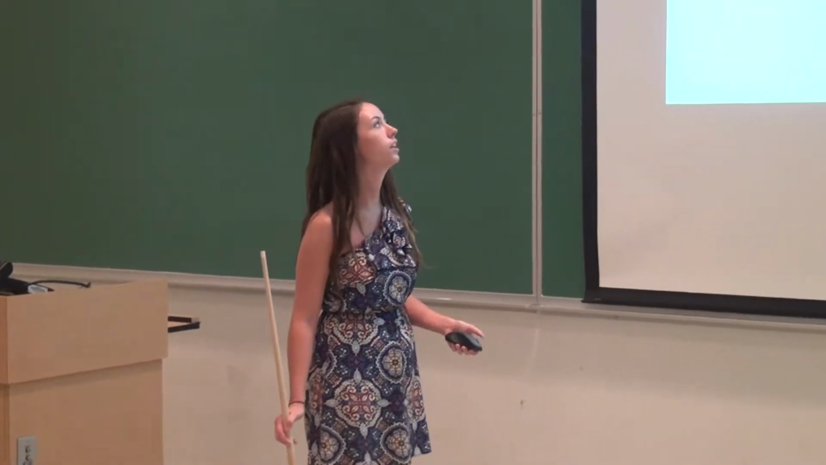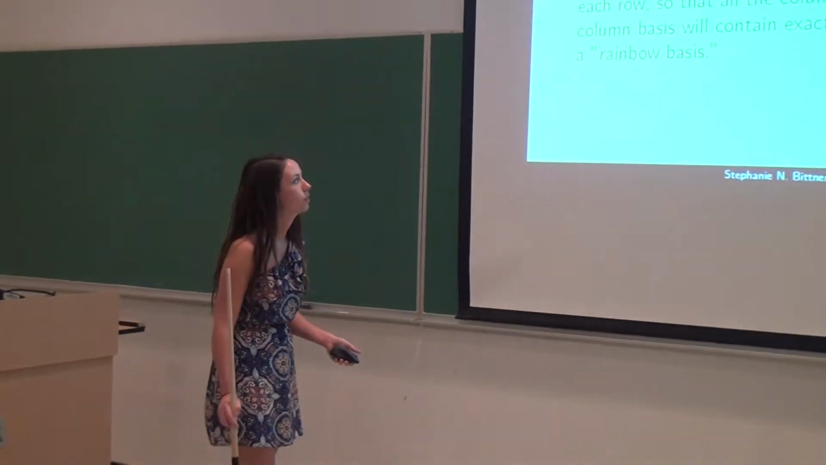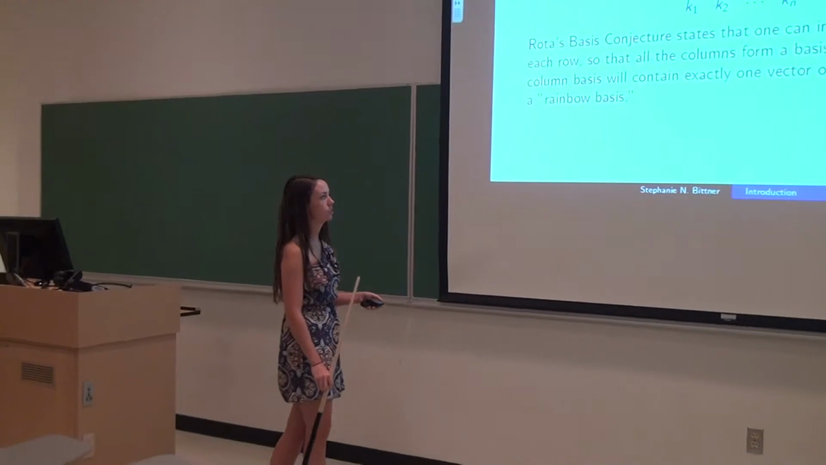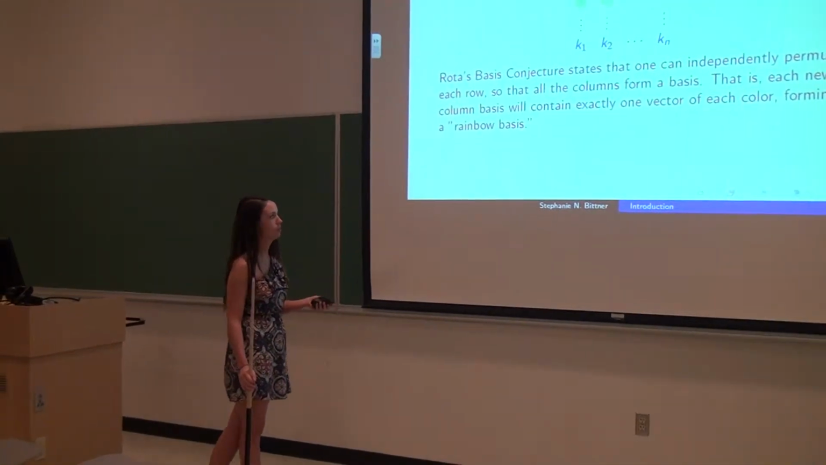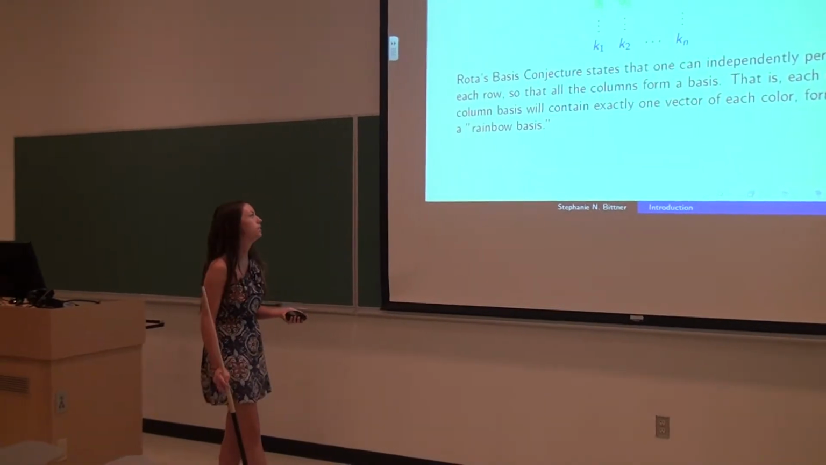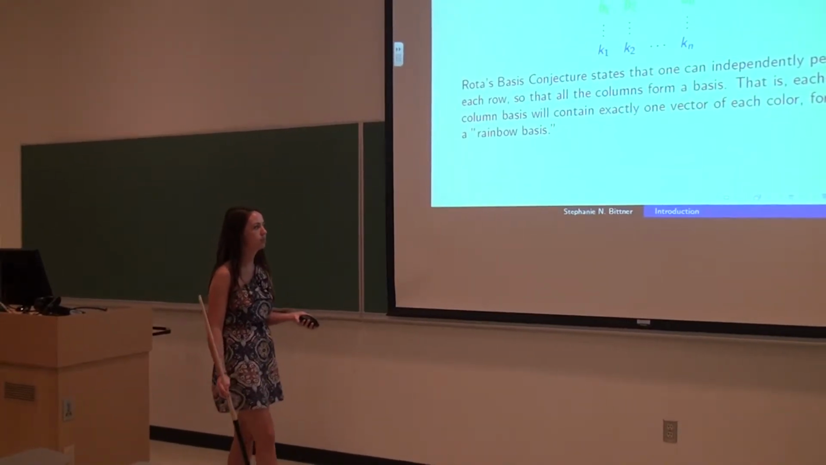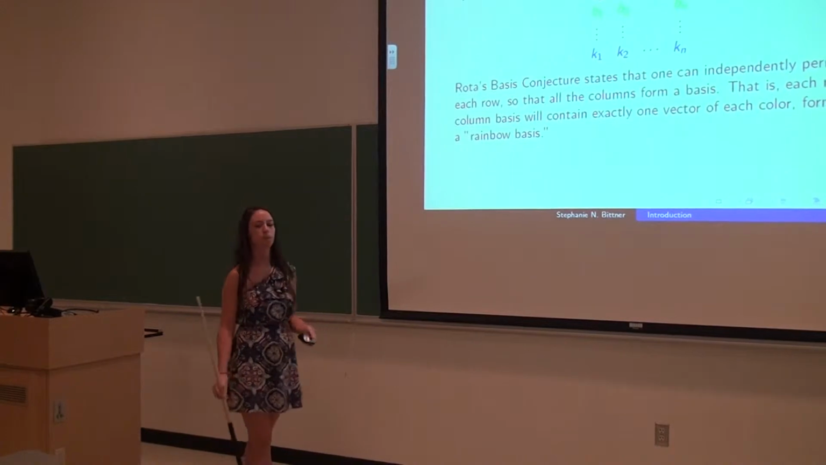We can also look at this by assigning each basis a color and set it up like this. Rota's basis conjecture asserts that one can independently permute each row so that all of the columns form a basis. That is, each new column basis will contain exactly one vector of each color, forming a rainbow basis.